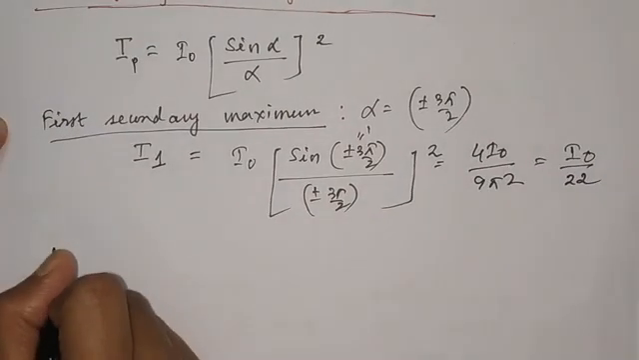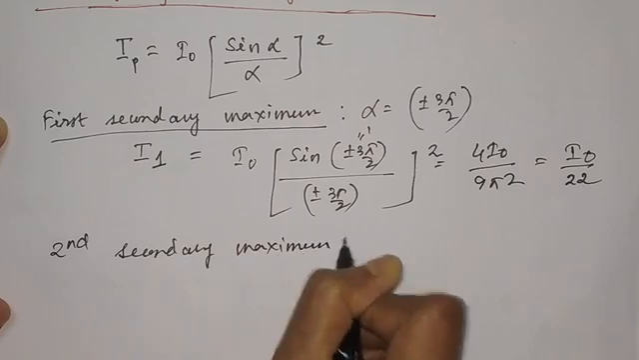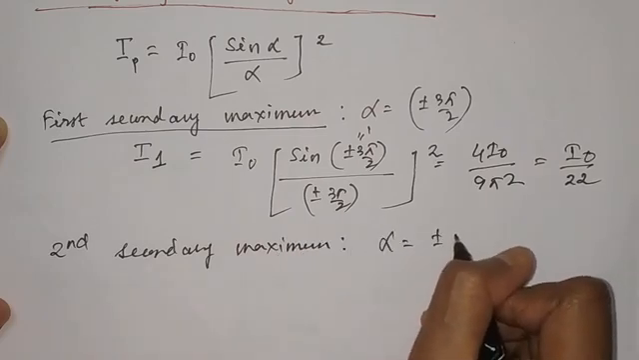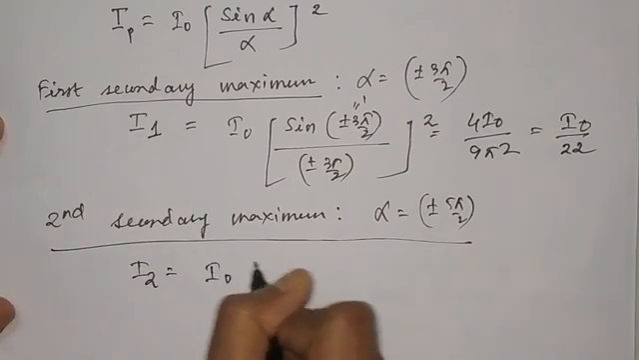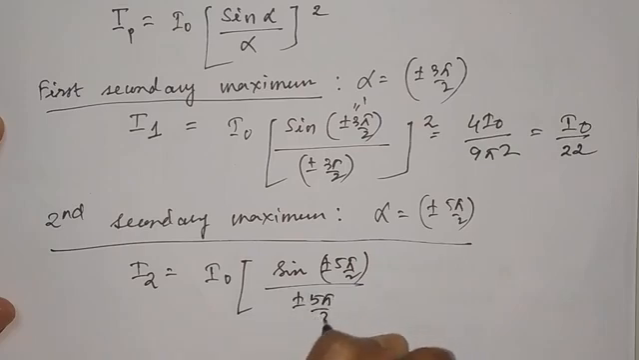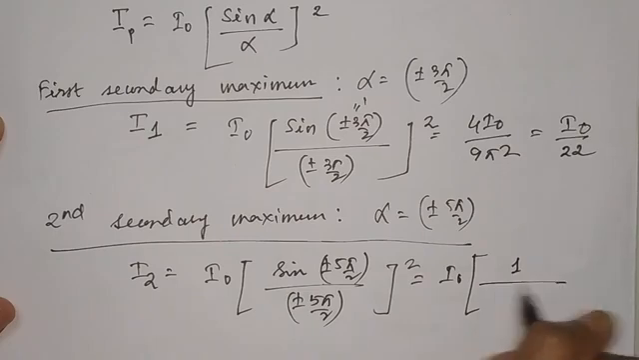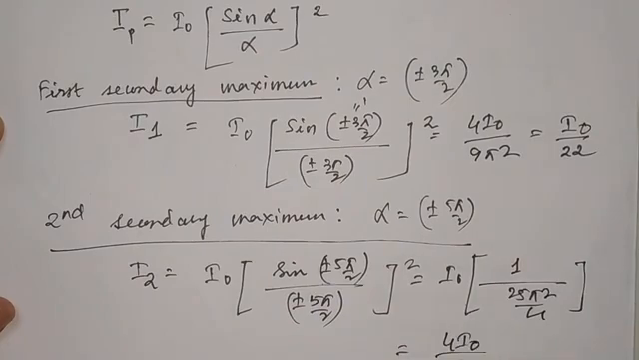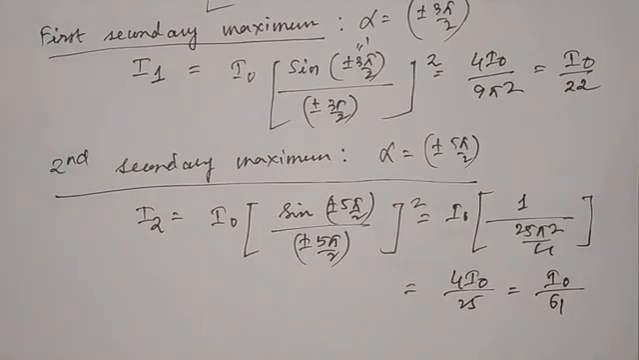Similarly, for the second secondary maximum, alpha is plus minus 5 pi by 2. So what will be the intensity of the secondary maximum? It will be I0 sin plus minus 5 pi by 2 divided by plus minus 5 pi by 2, whole square. Again, this sin 5 pi by 2 will be plus minus 1, which will be squared. Then if we take this square, it will be 25 pi square by 4. So it will be 4 I0 by 25 pi square, which is approximately I0 by 61. Okay, so in this way you can find the higher order secondary maxima.